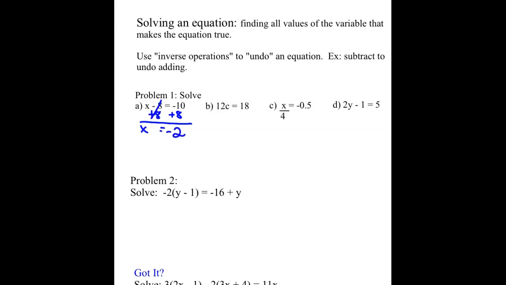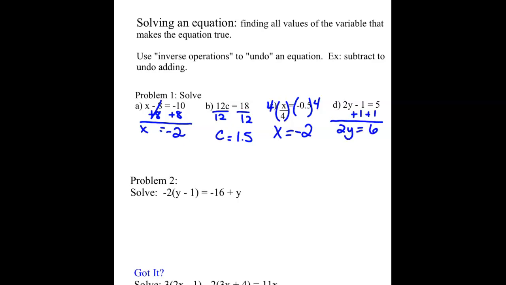For question B, we have 12 times c equals 18. We can undo that by dividing both sides by 12. And now c would equal 1.5. Part C, x divided by 4 equals negative 1/2. We can undo division of 4 by multiplying both sides by 4. And negative 1/2 times 4 would give us negative 2. And our last one here, we have 2y minus 1 equals 5. We can undo the subtracting 1 by adding 1. And we can undo multiplying by 2 simply by dividing it out.